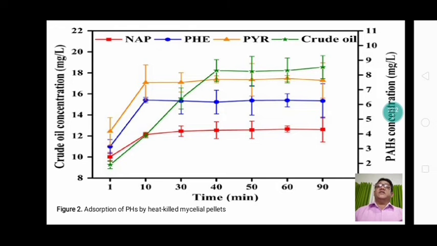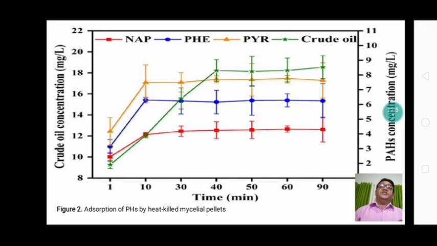Polycyclic aromatic hydrocarbon absorption by dead fungal biomass increased rapidly from 1 minute to 10 minutes, whereas the increase in crude oil absorption lasted for 40 minutes. Maximum absorption percentages of naphthalene, phenanthrene, and pyrene by dead fungal biomass were 21.5%, 31.9%, and 38% respectively, and followed the order of pyrene, phenanthrene, naphthalene, with pyrene manifesting the highest hydrophobicity.